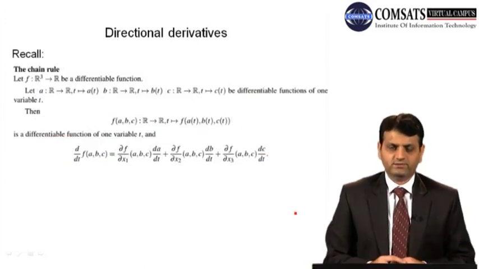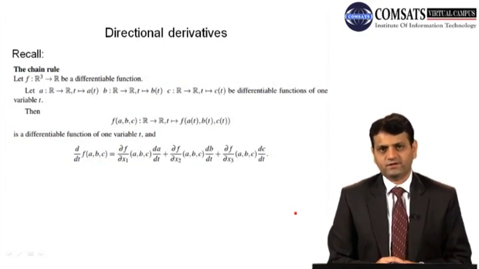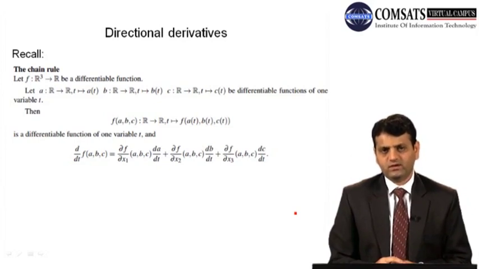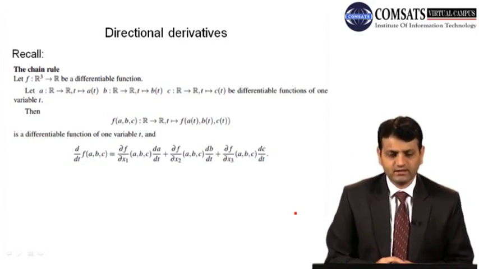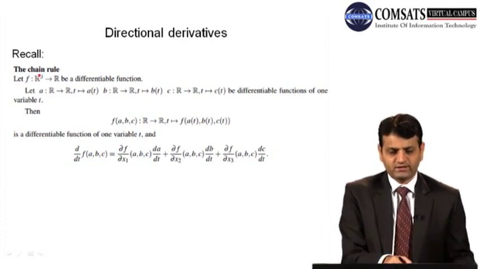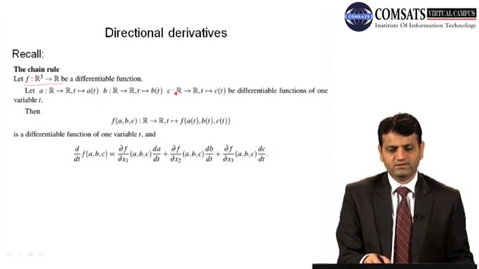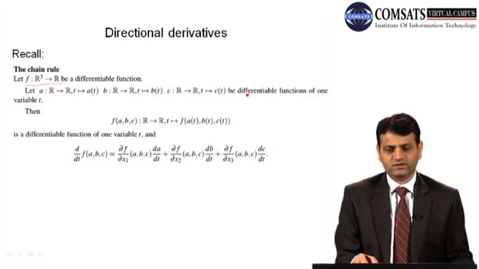Now we want to simplify this method of calculating the directional derivative of a function in a given direction. To simplify the situation, we need to first recall what the chain rule means. The chain rule is for a function f from R cube to R, a real valued function, such that there exist three real valued functions a, b and c, defined as t goes to a of t, t goes to b of t, and t goes to c of t, and these are all differentiable functions of one variable.